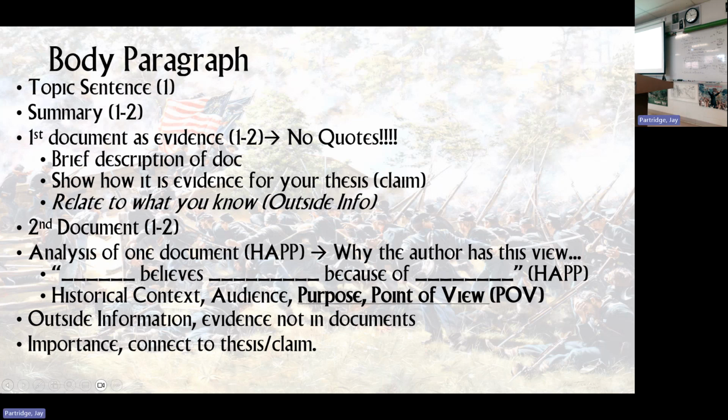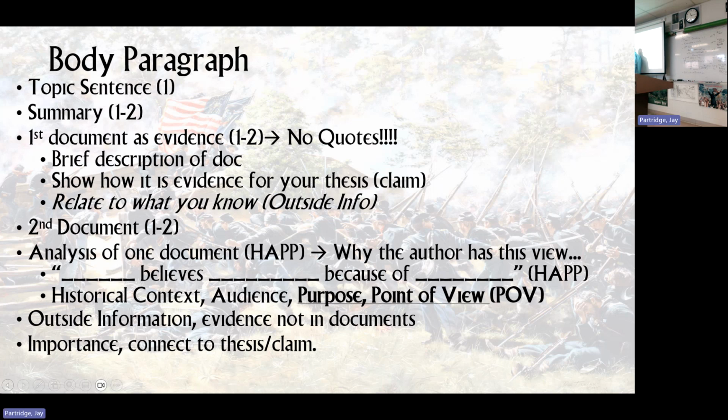So in a long essay, you use evidence you just know from your own information. Here, you got to use a document. Remember, no quotes, right? No quotes. So, a brief description and show how it's evidence. You can make a claim. It shows how this was a reason for the northern or the southern reason for secession that would lead to civil war. And it's important to relate to what you know.